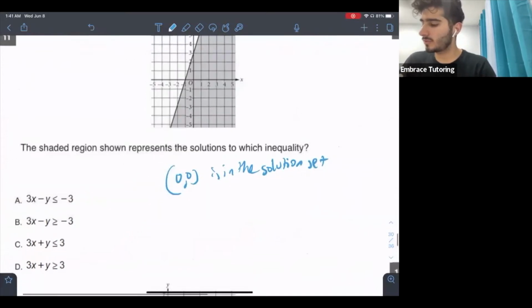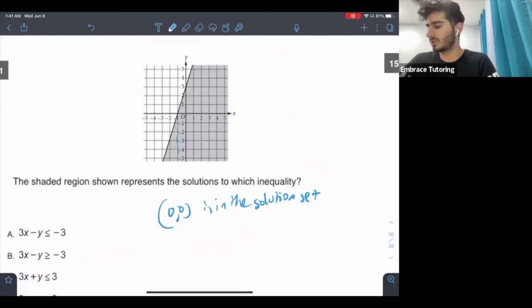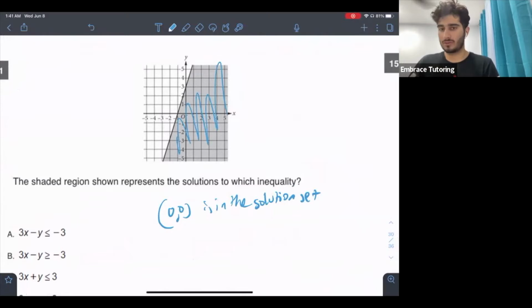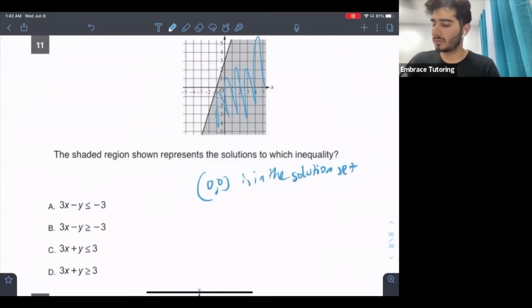Meaning, if (0, 0) works, then, so what I mean by that is if (0, 0) is shaded in the solution set right here, that means it's in the solution set. So if (0, 0) satisfies these inequalities, that means that equation has a possibility of being the right answer. So (0, 0).